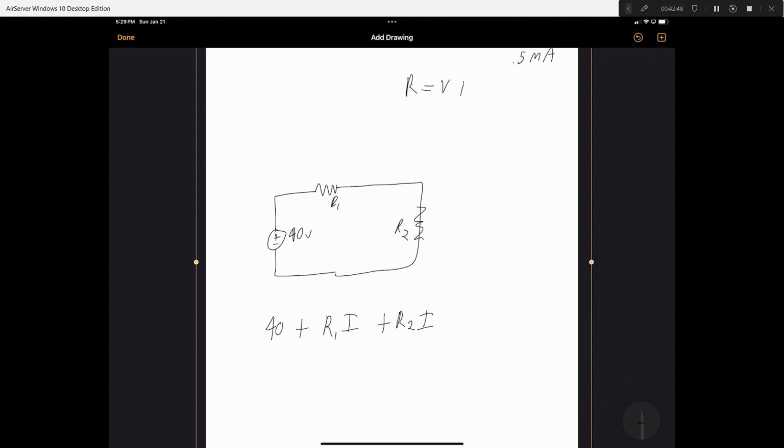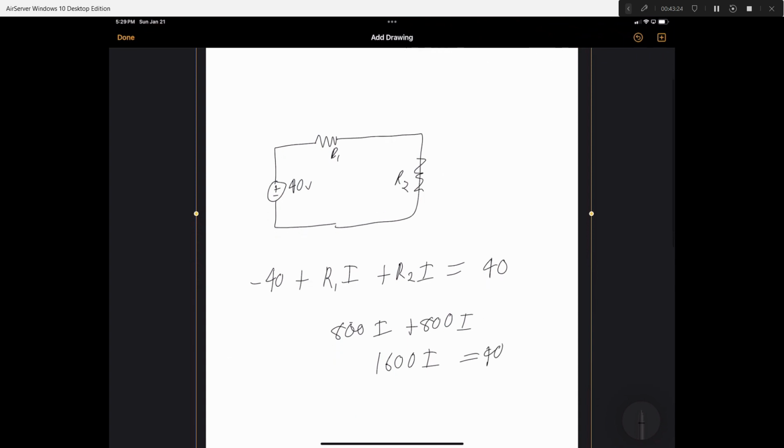Make this negative 40, because the sum must equal 0. We can't have them all being positive. So 40. Factor out the resistors because they're actually the same. Actually, no, it'll be 800 I plus 800 I. You can add things with the same units, which is 1600 I is equal to 40. Divide by 1600. 40 divided by 1600.